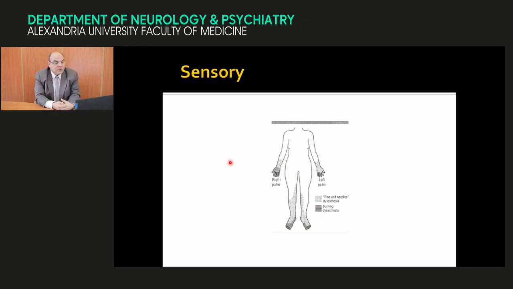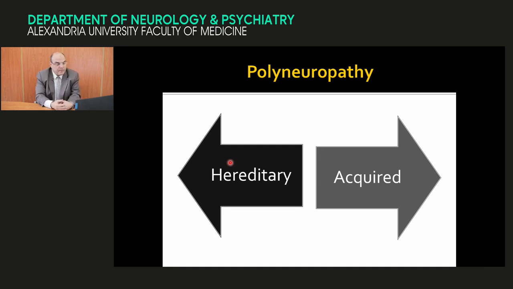Some cases may be associated with autonomic manifestations, especially if there is predominantly sensory polyneuropathy, and some cases may be associated with cranial nerve involvement, mainly the facial nerve, extraocular muscles, and lower cranial nerves. So now we know that a case of peripheral neuropathy means distal weakness, lower motor neuron type manifestation, hyporeflexia or areflexia, and glove and stocking hypoesthesia.